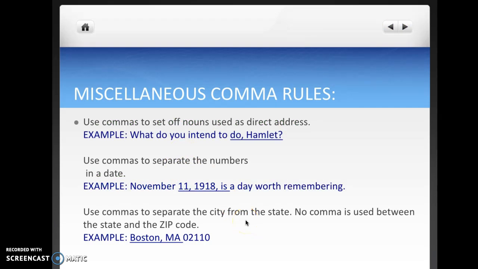So, miscellaneous comma rules. I guess this is the last slide, for if you want to learn about any of this. An example would be, "What do you intend to do, Hamlet?" That's when you're introducing a name, you're directly addressing somebody. And then this is what it looks like when you're separating the numbers in a date. "November 11th, 1918, is a date worth remembering." If it's in a sentence like this, you definitely have to have the comma after the year, only when it's the month, the date, and the year embedded in the middle of the sentence. Otherwise, you wouldn't. And then you use commas to separate the city from the state. You want to make sure you're not putting a comma between the state and the zip code.